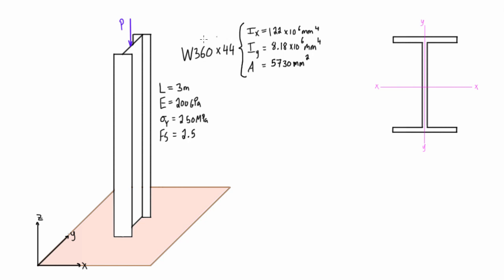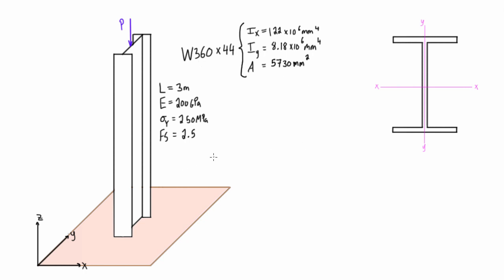You can look this up in the back of your Mechanics of Materials textbook. Basically any textbook will have tables for this sort of thing. It has all the moments of inertia in both directions, the cross-sectional area, the depth, the thickness, radii of gyration. Basically everything you need to know about these columns is in the table, and that's where these numbers come from for this wide flange shape.